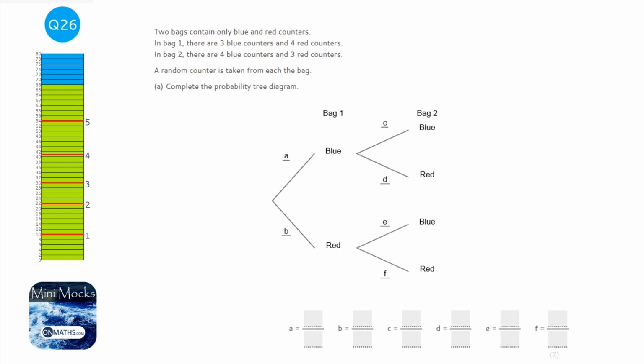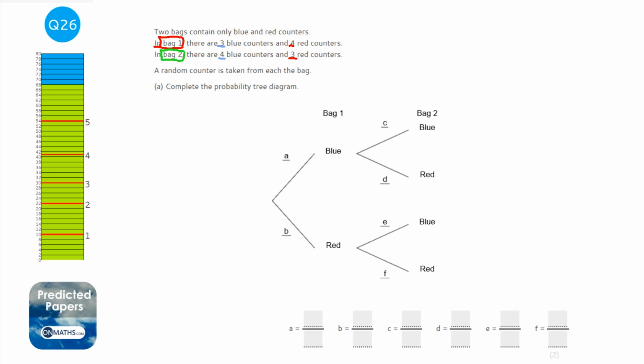Okay, so tree diagram question, and this one says that in bag 1 there are 3 blue counters and 4 red counters, and in bag 2 there are 4 blue counters and 3 red counters.